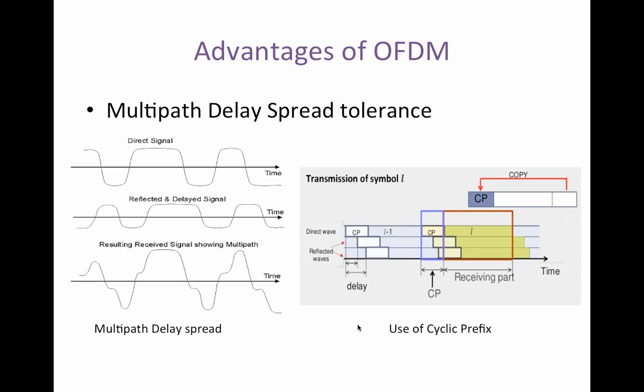This delayed multipath spread leads to ISI, intersymbol interference, which can be removed by adding a cyclic prefix to the multiple OFDM carriers at the transmitter side. In a cyclic prefix, a copy of the last part of the OFDM symbol is attached to the front of itself. So a copy of the last part is attached to the front of the same signal.